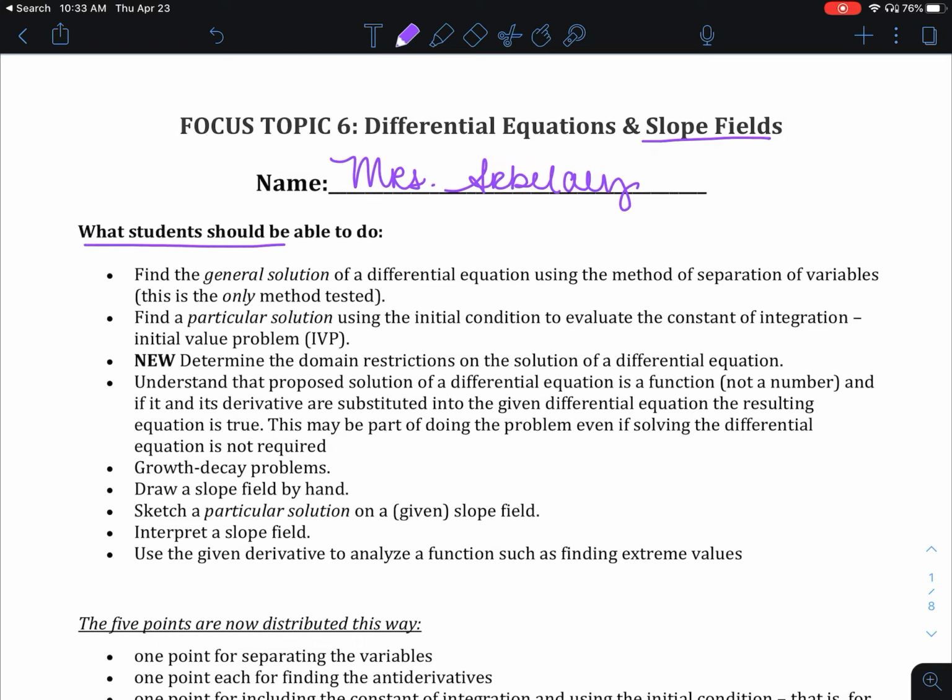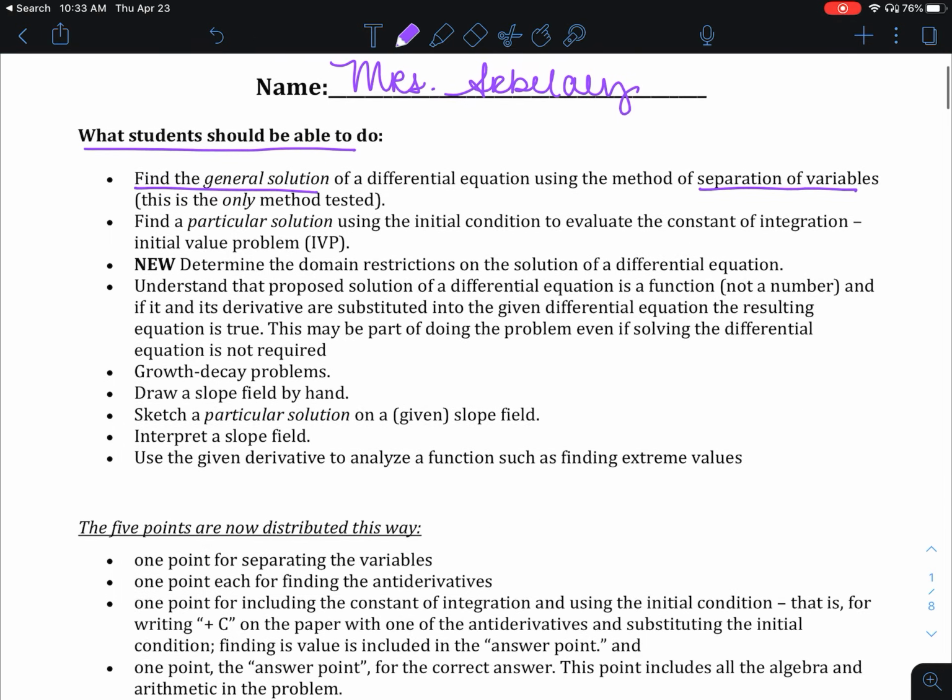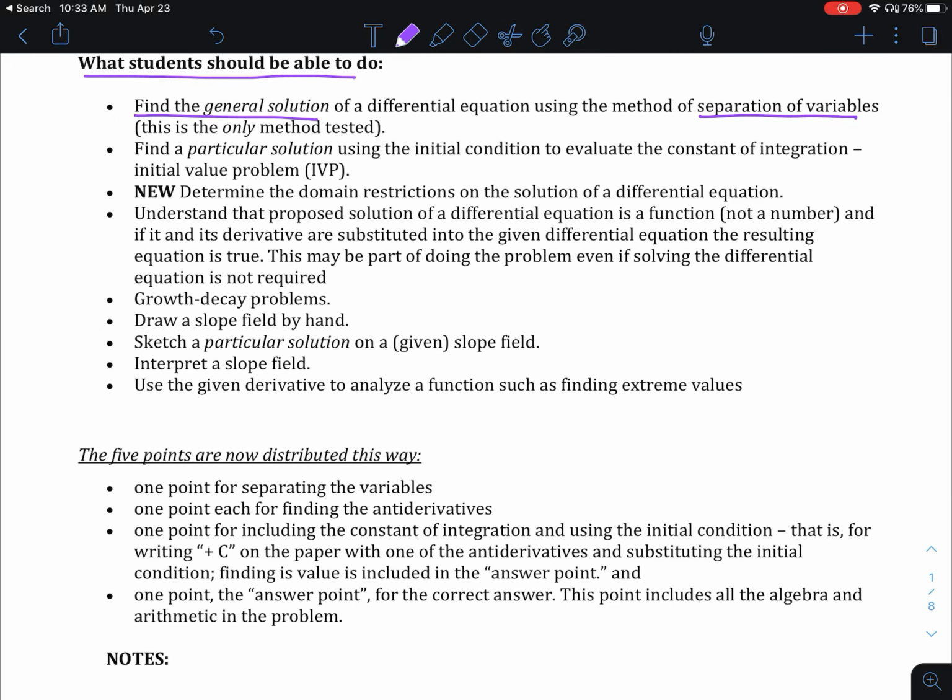What you should be able to do is find the general solution of a differential equation using the method of separation of variables. If I go down here, the 5 points, this is how they distribute them. The first point on any of these free response questions is separating the variables, putting the x's on one side, the y's on the other, and the dx and dy with its respective variable. You get 1 point for finding the antiderivative. So you integrate, and make sure any constant you leave is a plus c with the x side only.